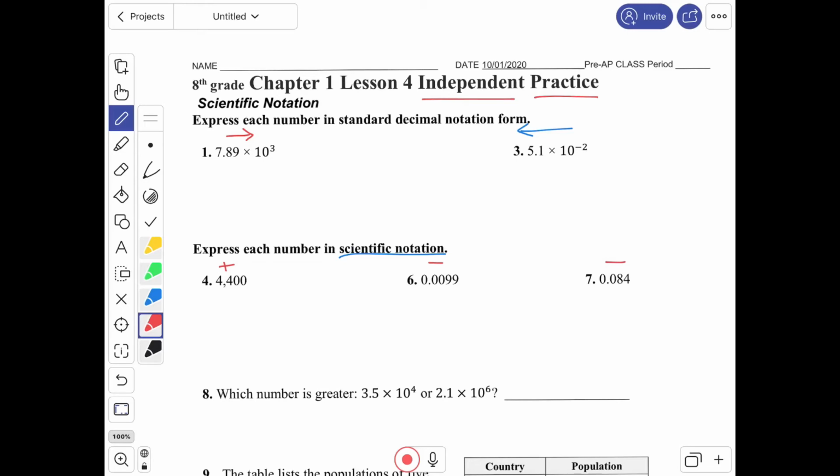So let's look at number 6. I would move the decimal between the 9, so it would be 9.9 times 10. And how many spaces would I have to move it to get it there? 3. So make it a negative 3.